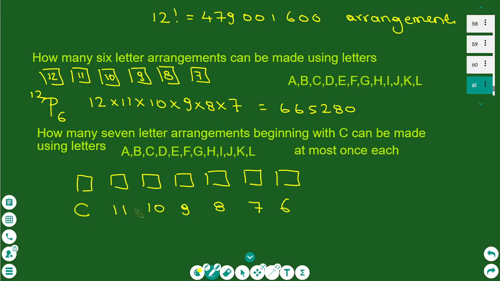If I multiply the number of options for each digit, then I need to have 11 times 10 times 9 times 8 times 7 times 6. So it's 11 times 10 times 9 times 8 times 7 times 6, and this gives us the value of 332,640.